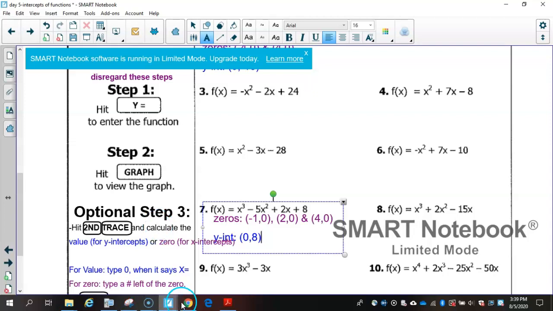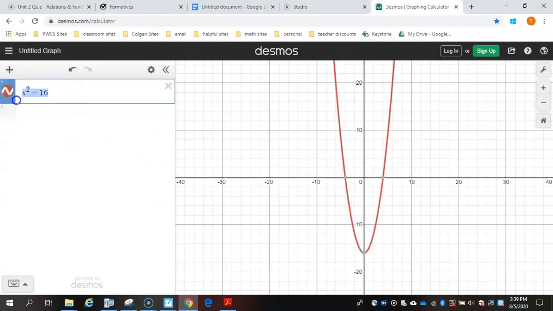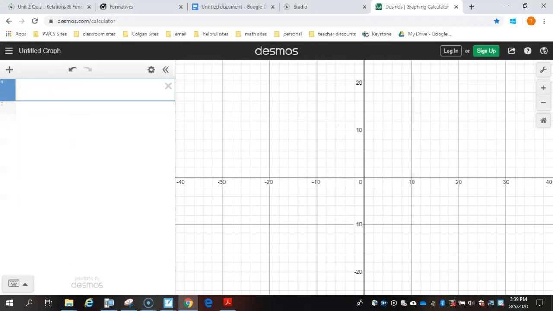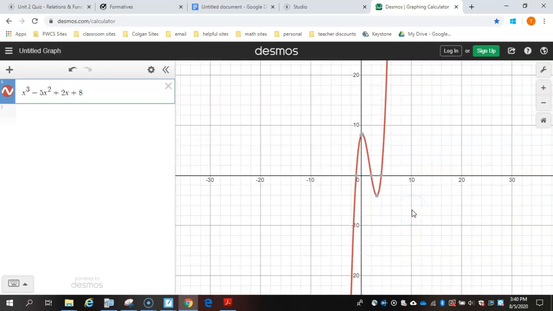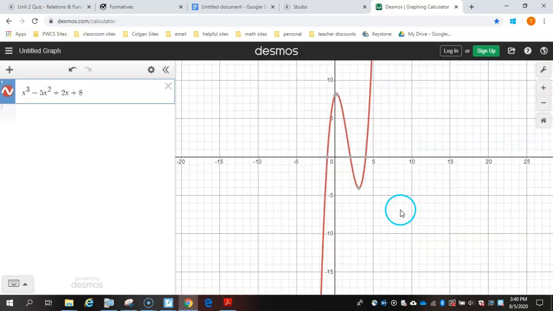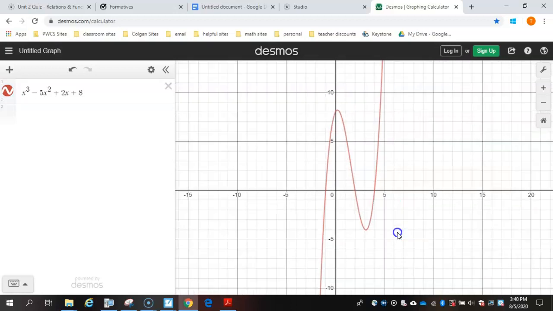So now let's go ahead and put this in Desmos so you can see what that looks like. X to the third minus 5x squared. As I'm typing in different coefficients and variables with different exponents, you can see this graph change a whole bunch. Plus 2x plus 8. And I'm going to zoom back in just a little bit.